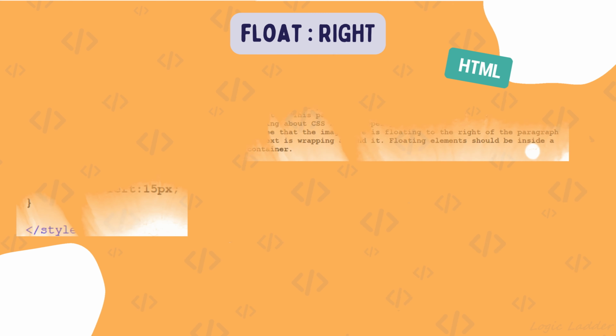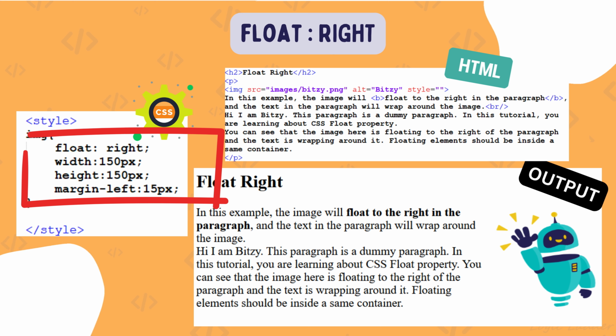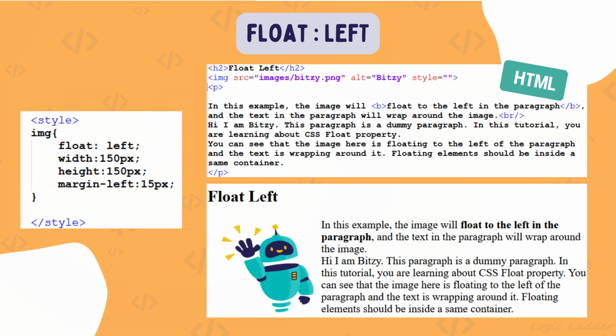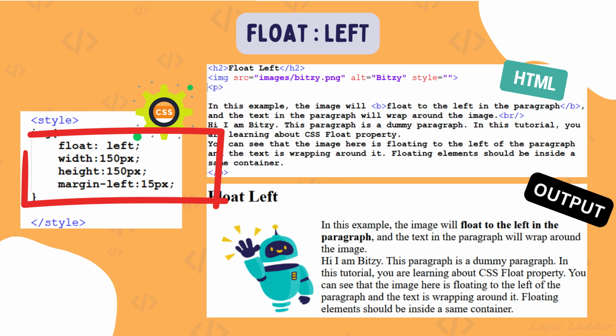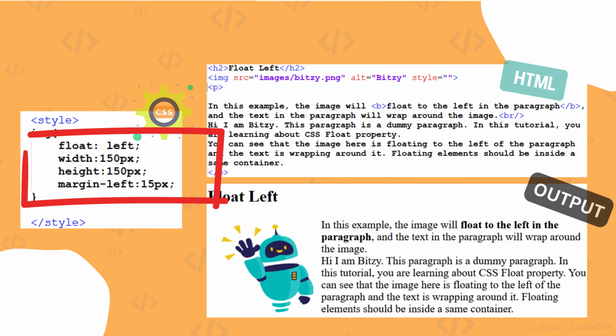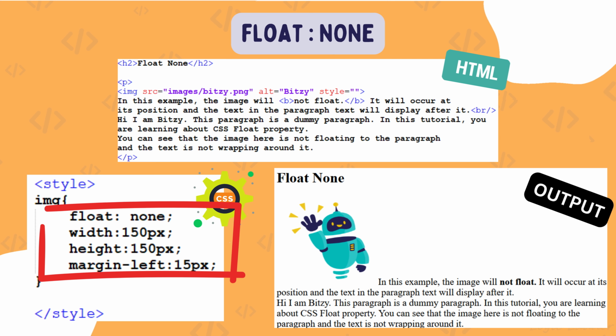Look at this example carefully. You'll notice that the image is floating to the right side of the container, and the paragraph is wrapping neatly around it. I've given the image a fixed width and height, and added a bit of padding to make it look more beautiful and spaced out. This is the same example as the previous example. In this example, the image is floating to the left of the paragraph. In this example, the image will be displayed just where it occurs in the text. Float none is the default behavior of float. If you are not floating elements left or right, they will be displayed one after another without wrapping around.